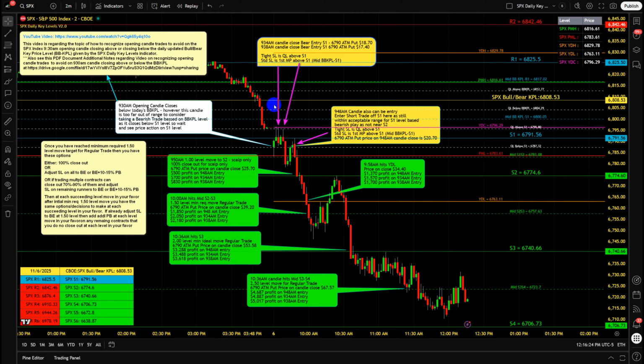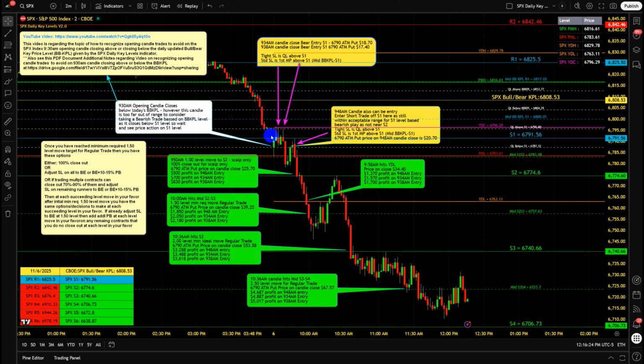So just bear that in mind, that the 9:30 a.m. opening candle trade is an optional trade. There are rules surrounding when to take it and not take it. However, it is not a requirement that you have to take that trade under this strategy. It is simply an option.